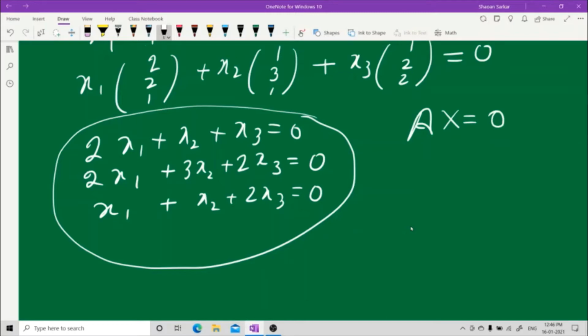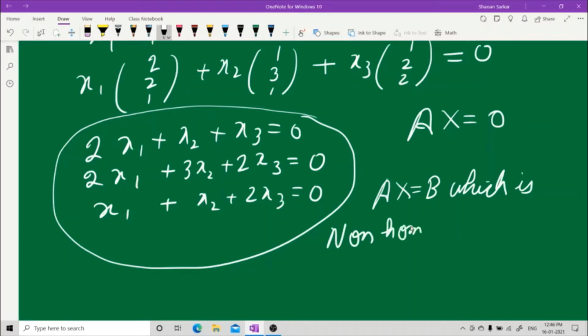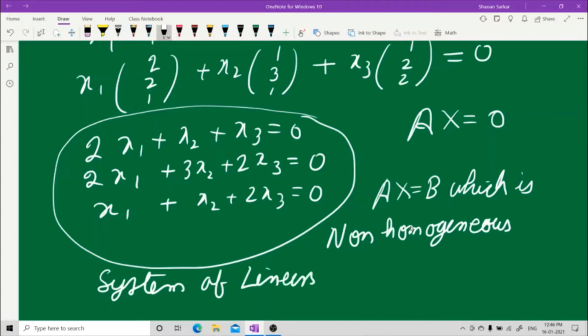Now there is no b. Earlier we did Ax is equal to b, which is a non-homogeneous system of linear equations, we did in the earlier video.